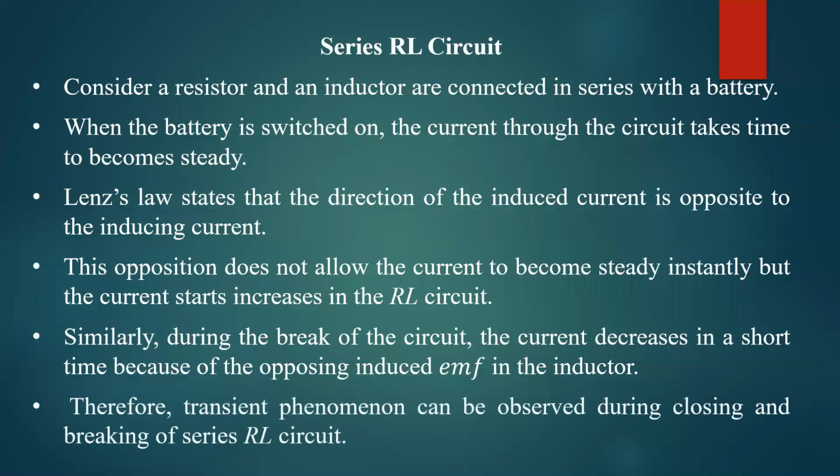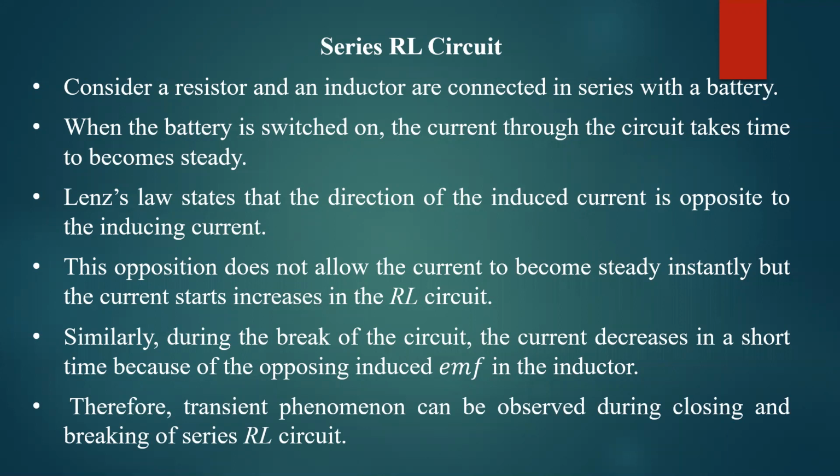So when the battery is switched on, we call it the growth of current. So current is growing, current is increasing. When the battery is suddenly switched off, in case of an RL circuit, we call the decreasing current the decay of current. We have to study two cases.